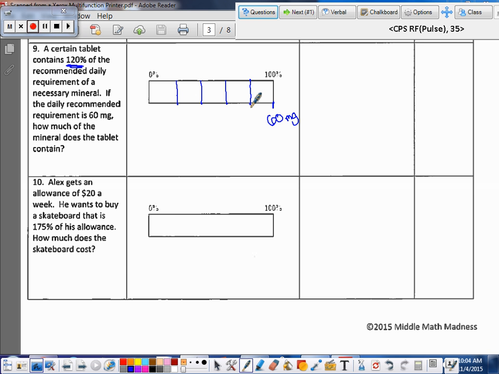Each piece is 20% right now, so label it. 20, 40, 60, 80%.